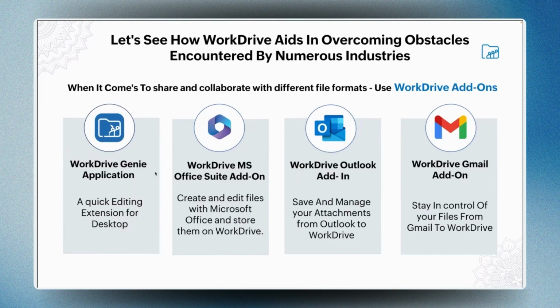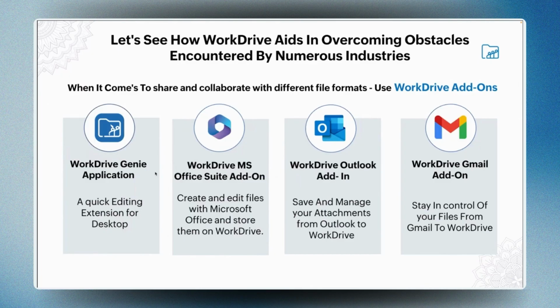The MS Office add-on allows you to create and edit files using Microsoft Office Suite and store them directly on WorkDrive. It's perfect for teams that heavily rely on Microsoft Office tools to work on documents. The Outlook add-in enables you to save and manage your email attachments from Outlook directly to the WorkDrive platform. This streamlines the process of handling project documents received via email. And then we have the Gmail add-on, which lets you stay in control of your files from Gmail to WorkDrive, making it easy to manage attachments and emails without leaving your inbox.